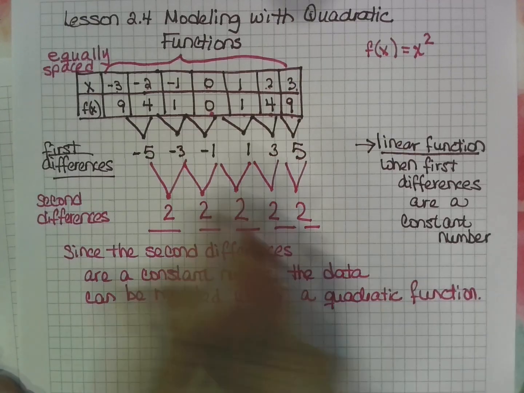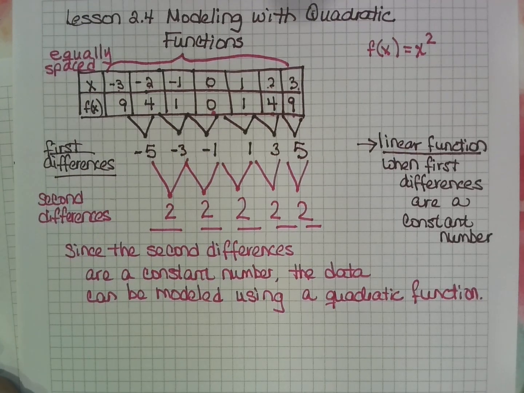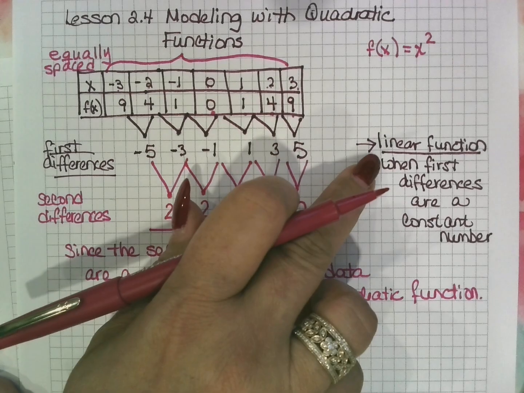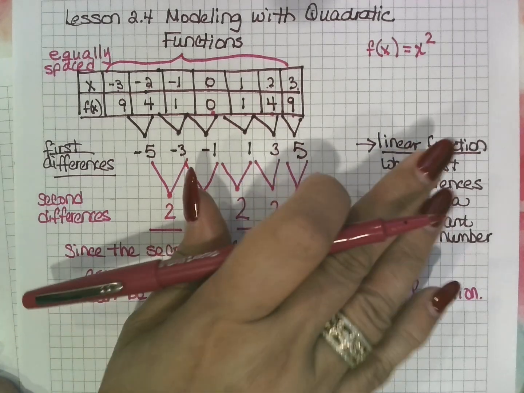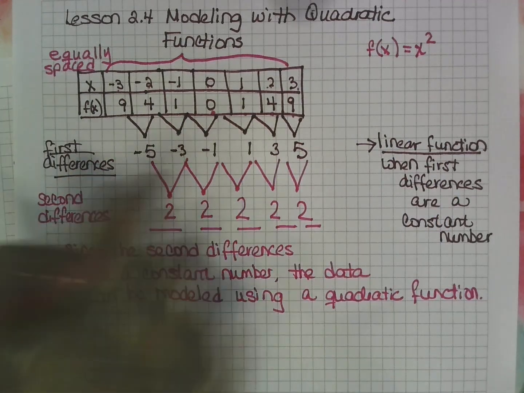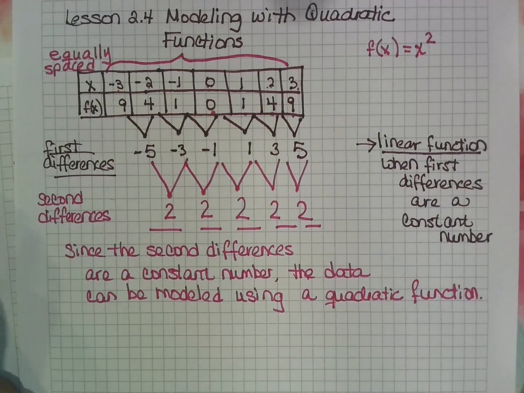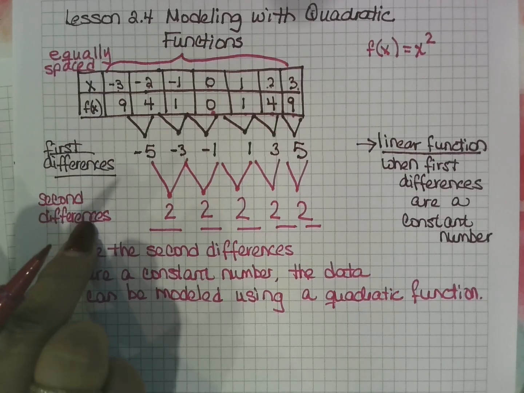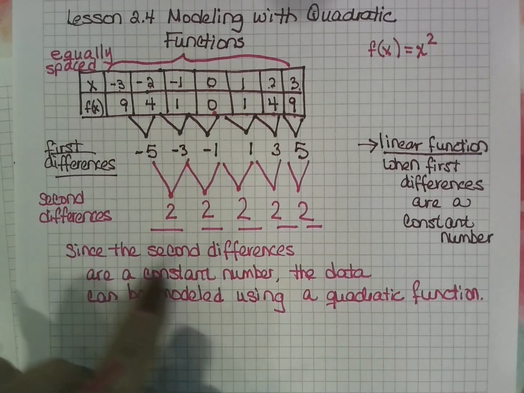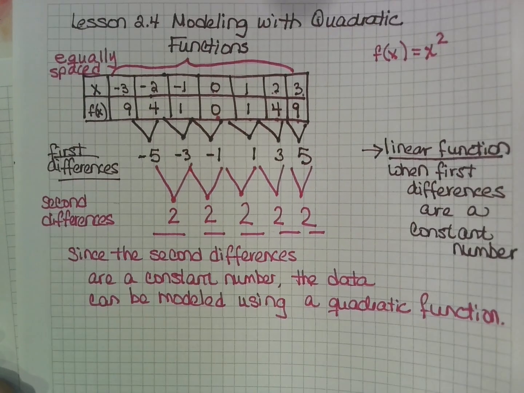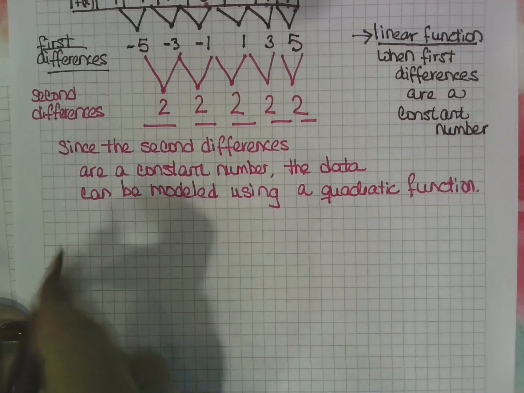Okay, so this is basically a test to see whether our data can or cannot be modeled using a quadratic. Remember, if you get the same numbers in the first differences, you can use a linear function to model it, which really we're not doing in this lesson. We're focusing on the quadratic, but just know that that is a thing. And then if the second differences are constant and they're all the same, then you can use a quadratic function to model it. Okay? So with that being said, let's go ahead and look at our first example.